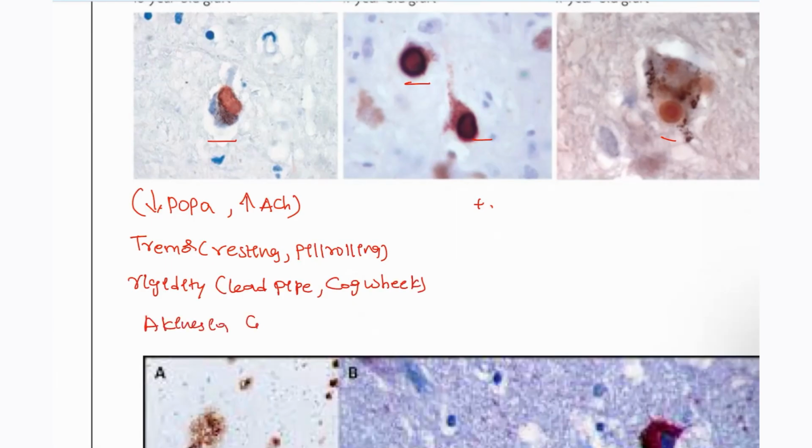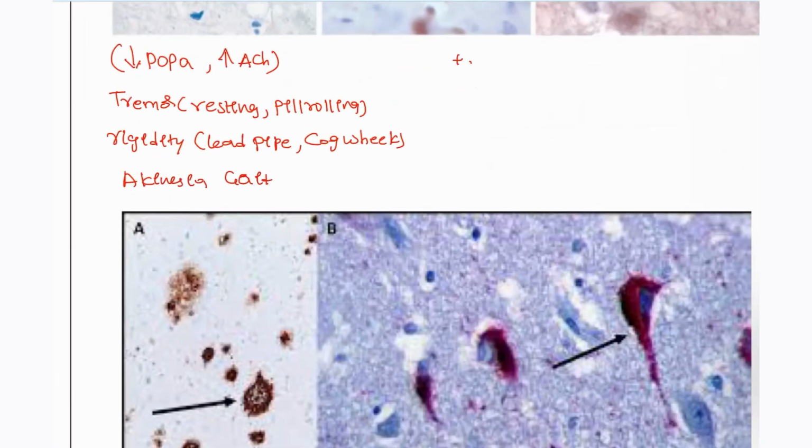Echinacea and gait abnormalities are also seen in this patient. All these conditions most commonly, and over time, can also lead to dementia. That is a common thing that we are going to see.